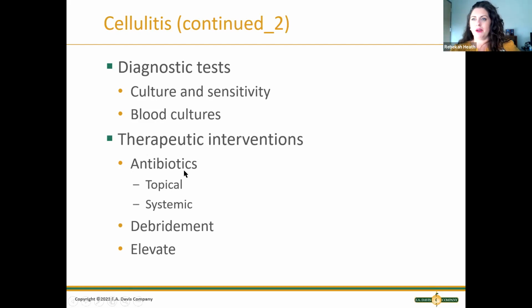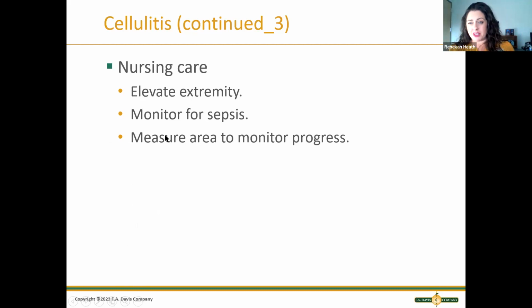A lot of times we're going to put a topical antibiotic on it, but if it's pretty significant, they're going to be on either oral antibiotics, or if the infection is severe enough, IV antibiotics as well. They might need a debridement, which is similar to the pressure injury we talked about with eschar. We might need to go in and clean out the dead or infected tissue and then let the good tissue heal. If it's on an extremity, we would want to elevate that area. We want to monitor for sepsis. The cellulitis can be pretty bad, and if it goes systemic, those patients can get sick very fast.